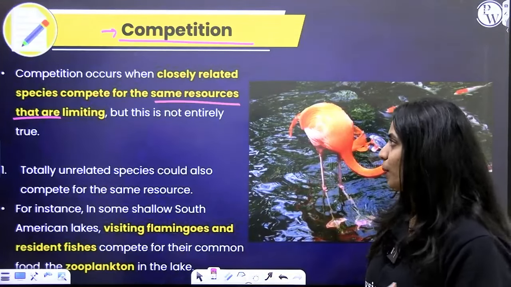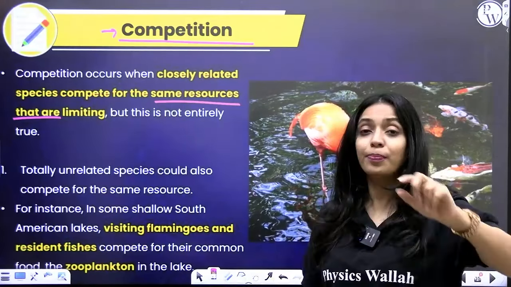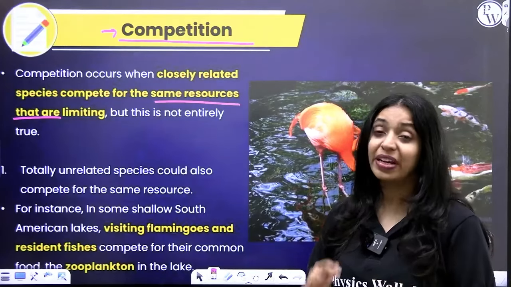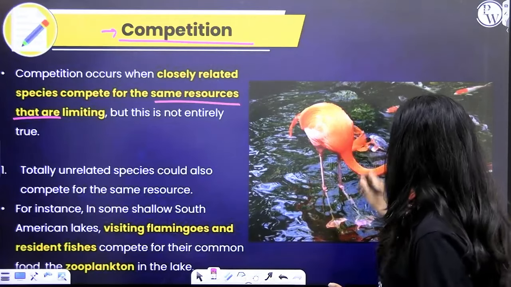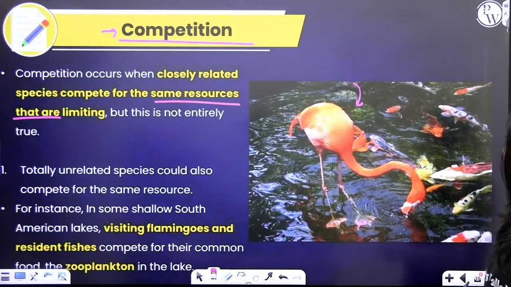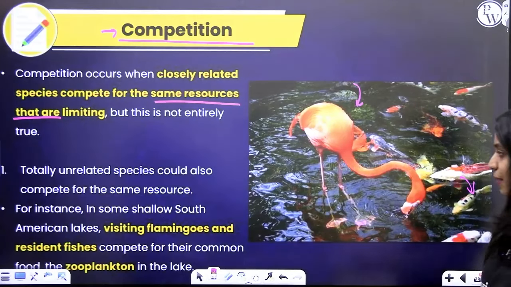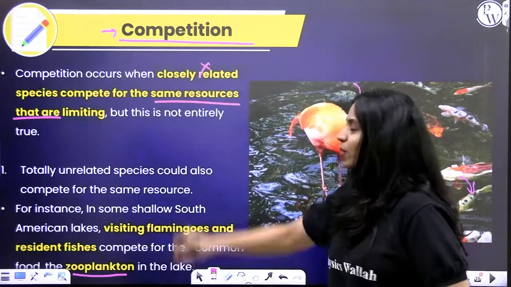Usually when we define competition, we say it has to be closely related species and it has to be competing for a resource that is limiting, but it's not entirely true because sometimes very distantly related organisms also compete for the same resource. For example, you have these flamingos that come visiting to the lakes and you have fishes that are always in the lakes. Both of them are competing for the same food in the pond, which is the zooplankton. So it's not necessary that they have to be closely related.